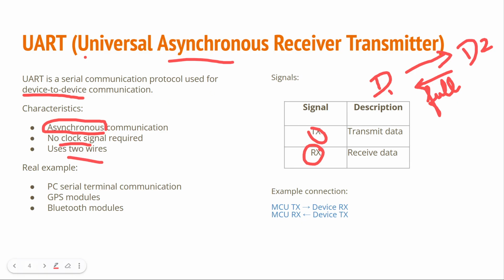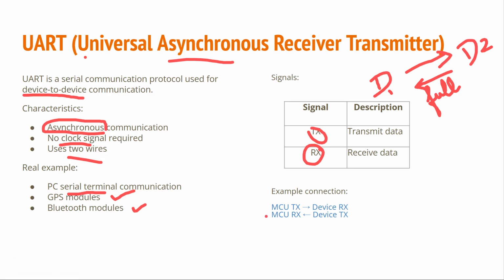It uses two wires, and real-time examples are PC serial terminal communication. If I want to debug, I connect my microcontroller to my PC using a serial terminal. As well, the GPS module uses UART for NMEA messages. The Bluetooth module also uses UART.